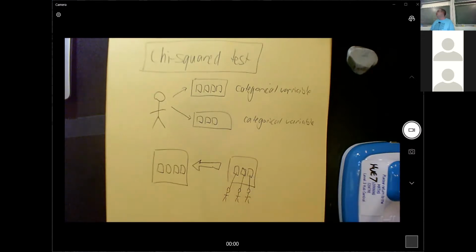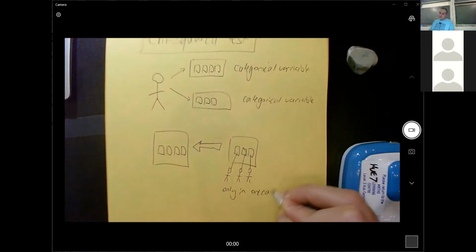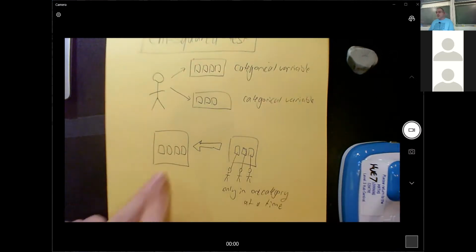Or fish or rabbit or house or petri dish or whatever it is that these objects are. It's also true over here. People are only allowed to, or things are only allowed to be in one category at a time. Okay, so that's what chi-squared tests are designed to do.